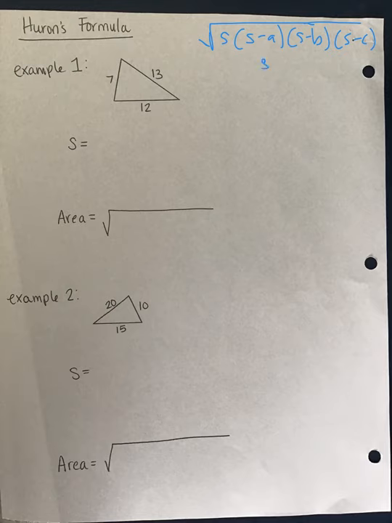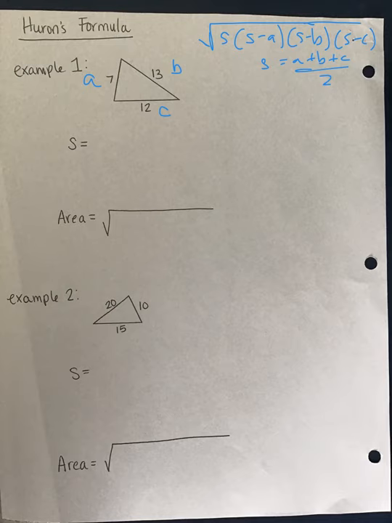And s again is a plus b plus c divided by 2. Okay, so we'll call 7 a, we'll call 13 b, and we'll call 12 c. It really doesn't matter which ones you put where. So first thing we have to do is find s.